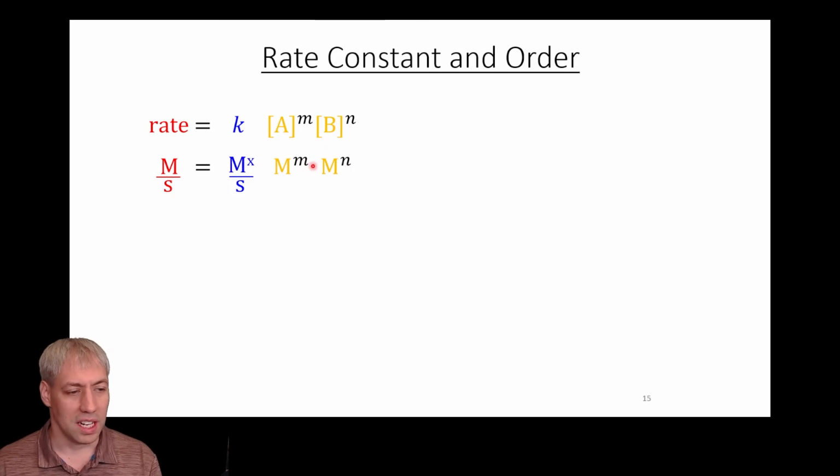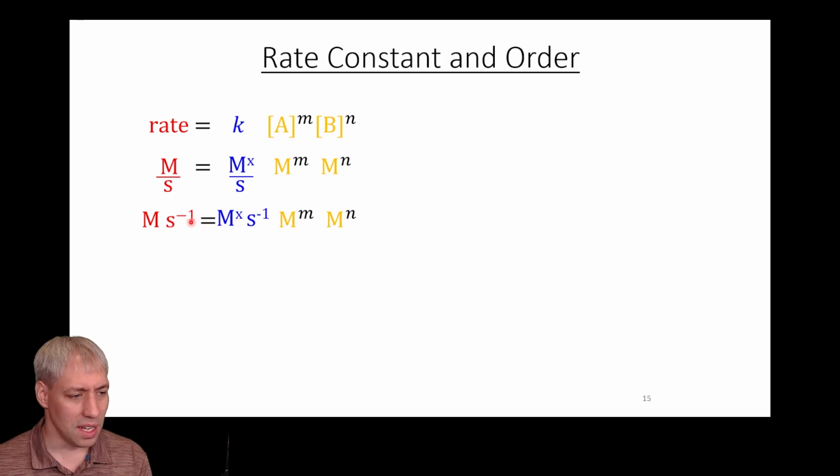And so the relationship between the units on this part of the equation and this part of the equation is going to be dictated by these exponents m and n. Basically the units on the rate constant have to cancel out with these two molarities to the exponents, so that we get molarity per second. And so what does that mean? This is always molarity per second.